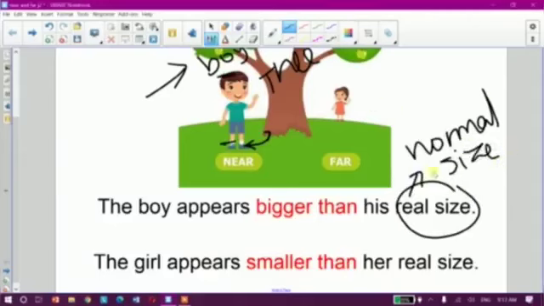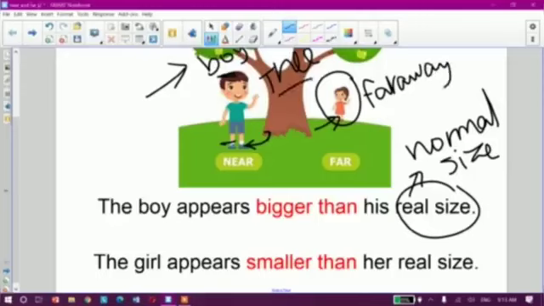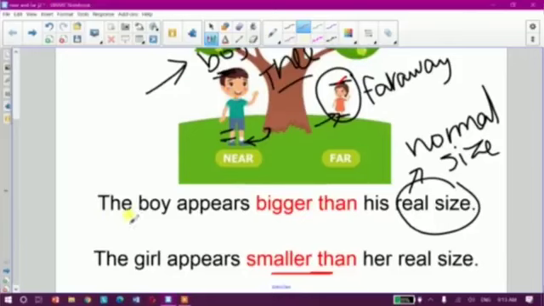And could you see this girl? Yes, this girl stands far away from the tree. She seems to be smaller than her real size. Is the size of the girl like the size of the boy? No. But the size of the girl seems to be smaller than the size of the boy. So that boy appears bigger than the girl because he is near. Near is bigger. Far is smaller.